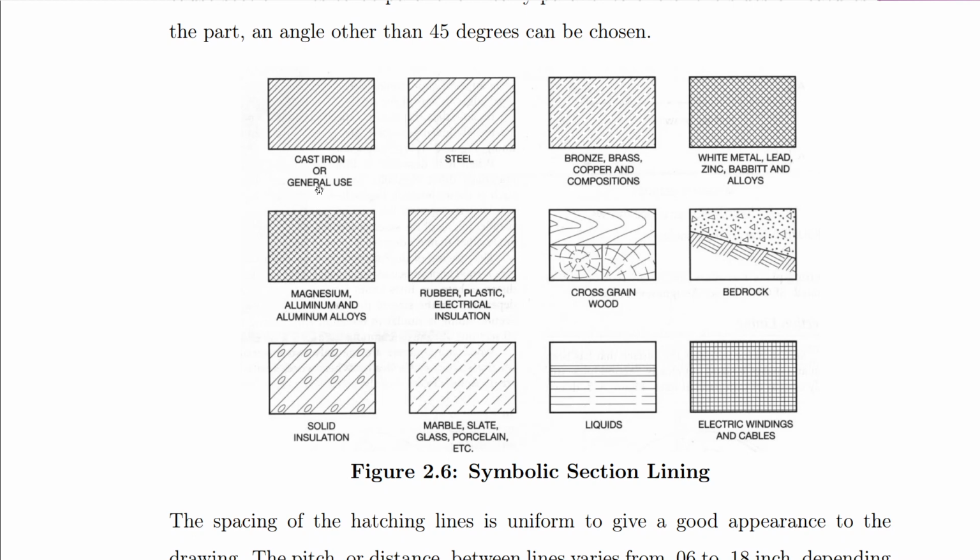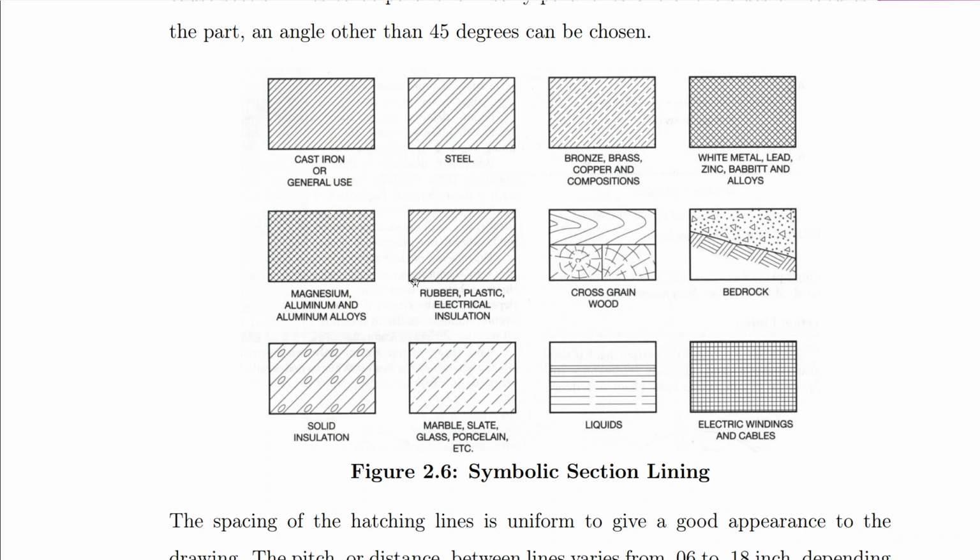So if the material is cast iron, then your section lining should look like this. If it's a steel, it should look like this. Bronze, brass, copper, and other compositions, you should have it drawn this way. If it is for white metal, lead, zinc, babbitt, and alloys, that is the section lining that you should use.